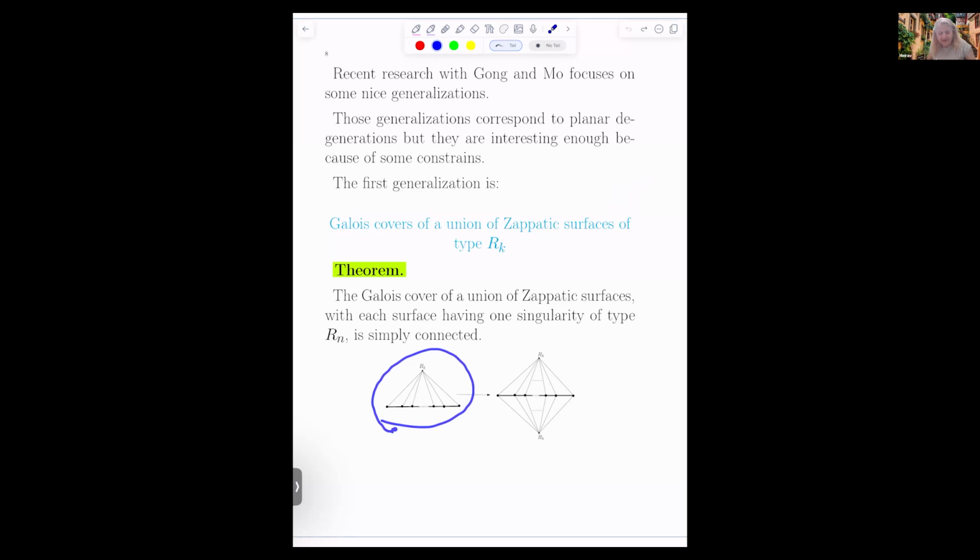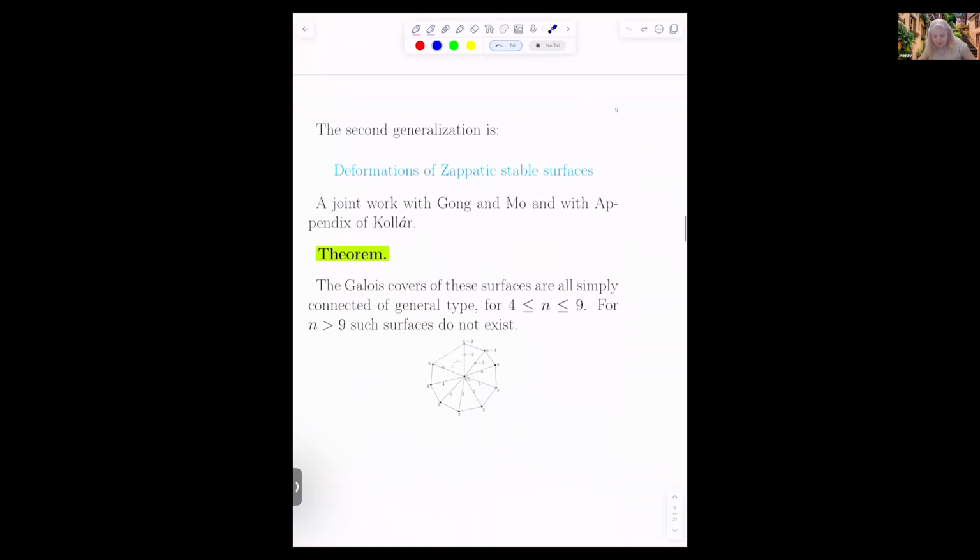What do I mean by this? If we succeeded to prove about this degeneration, now we glue such two degenerations for any K. You see here, we glue them, okay? And we succeed to show that the Galois cover of such a union of Zapatic surfaces with RK singularity each is simply connected. It means that the fundamental group of the Galois cover is trivial. So that was very nice. So no constraints, but this one has already constraints.